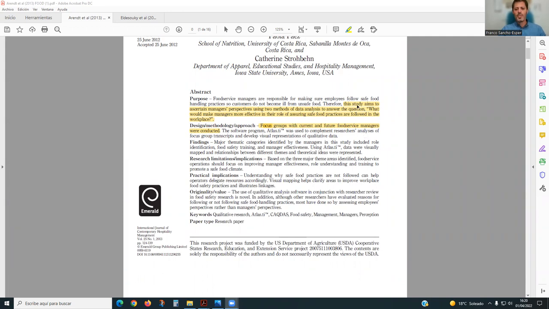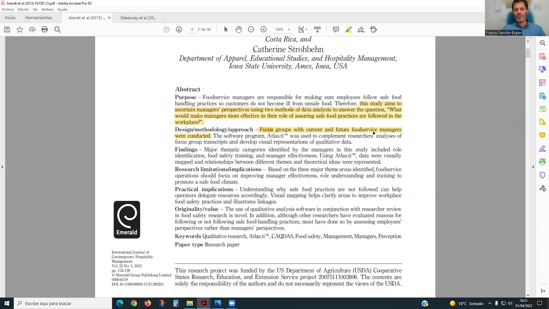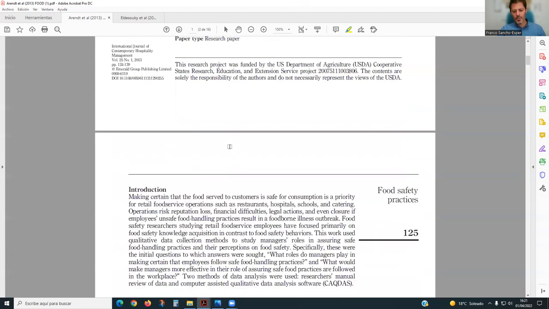So the first thing is to look at the aim of the study, and it says this study aims to ascertain managers' perspective using two methods of data analysis to answer the question. In this case, the aim or the goal or the purpose of the study is stated in the way of a question: What would make managers more effective in the role of assuring safe food practices are followed in the workplace? And they say they use focus groups with current and future food service managers to gather the information, and Atlas.ti to complement this analysis. So let's continue with the study.